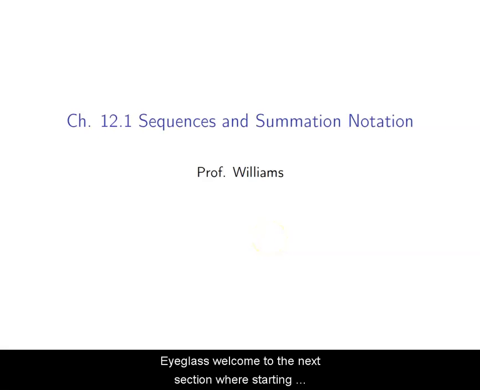We're starting chapter 12. We're going to start with sequences and summation notation. This entire chapter is about sequences and series, basically a set of numbers that follow a pattern, right? So this is very important in calculus, especially at the end of calculus 1 and the beginning of calculus, or really all of calculus 2. This is a very important topic, okay?